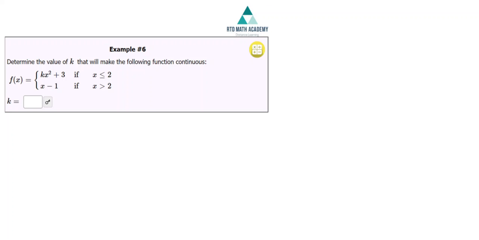Determine the value of k that will make the following function continuous. Okay, so we get f of x is equal to, in a piecewise function, kx squared plus 3 if x is less than or equal to 2, and x minus 1 if x is greater than 2.